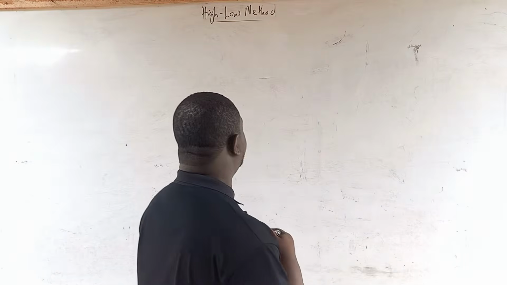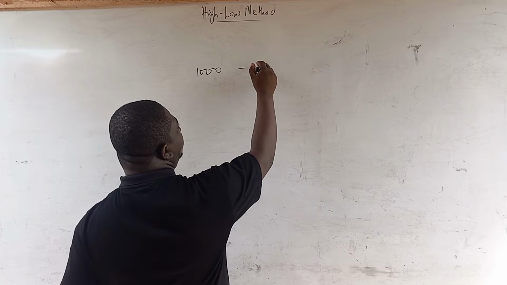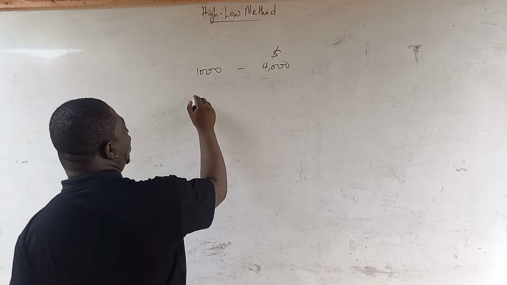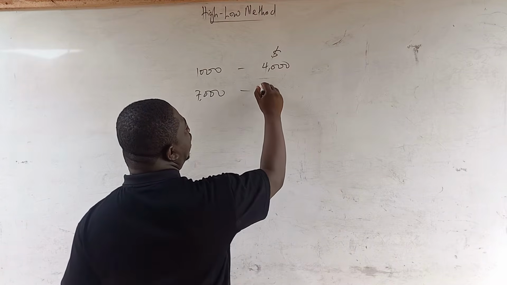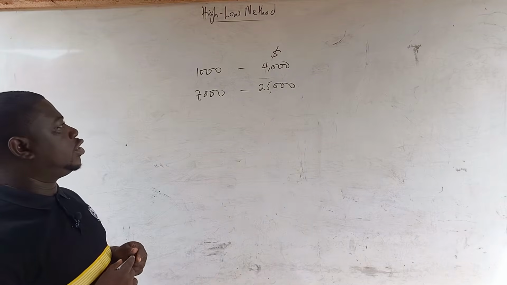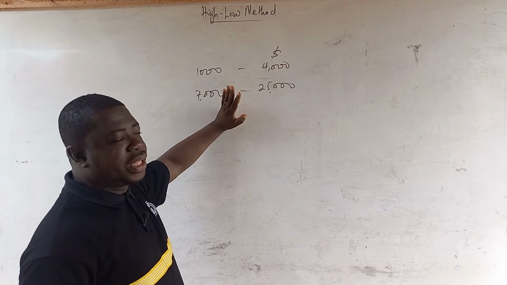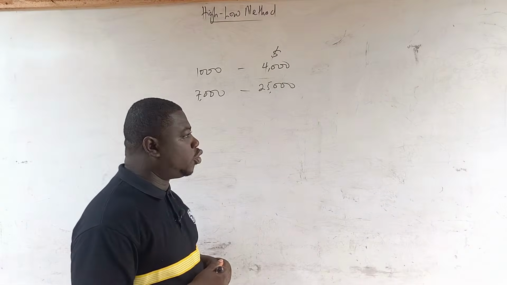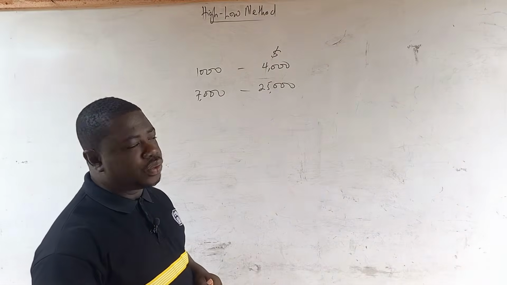Remember that you can have 1,000 units produced at a cost of, let's say, $4,000, and then you may have 7,000 units produced at a cost of, let's say, $25,000. Now, if this is your lowest activity level and the highest activity level, we can use the high-low method to estimate our total fixed cost and also find the variable cost per unit and the cost equation, which can be used to predict other costs in the future.